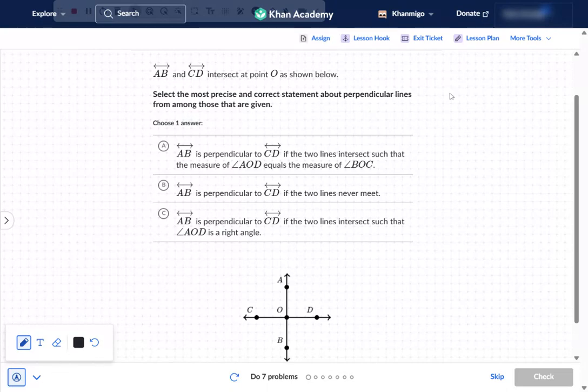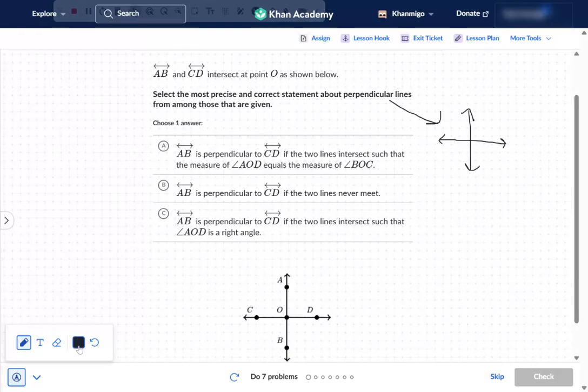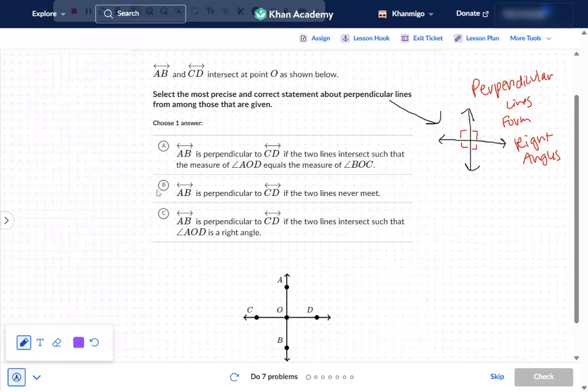I don't think we've had time yet at this point to talk about it, but perpendicular lines form an X shape where they intersect, but in order for them to be perpendicular, they form a right angle. So it's forming a right angle. So perpendicular lines form right angles. That's 90-degree angles, okay? So let's see what our options are.